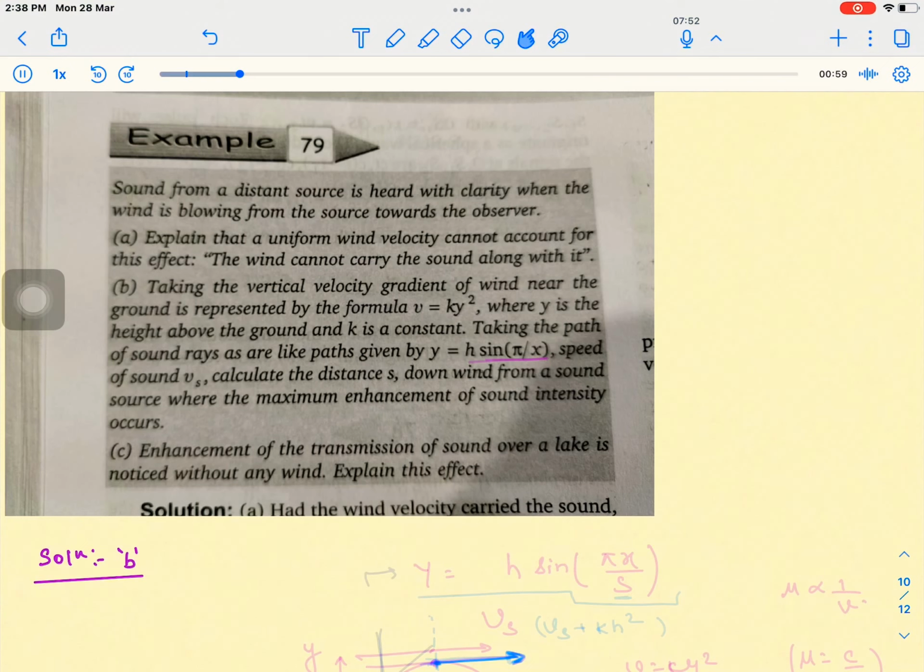So here in this problem, the term written here is actually y is equal to h sine pi x by s. So whatever is the source, the written equation is not correct. So this is the correct equation. Speed of sound is given as Vs. Calculate the distance s downwind from a sound source where the maximum enhancement of sound intensity occurs.